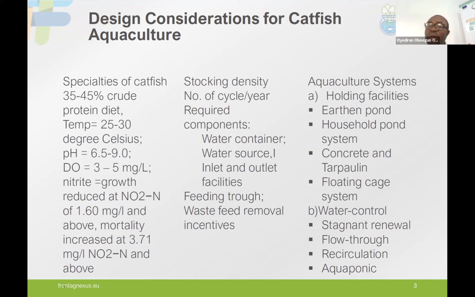We also need to think about the water control system. Do we want to operate a stagnant renewal system? Is it a flow-through system? Or are we going to an aquaponics system, or are we going to combine plants to help us in the purification in some ways? So we have a number of options that could be based on our level of intensification, or based on the cost of putting these things together, and also based on the economic scale at which the farmer wants to operate. Next slide, Mike.